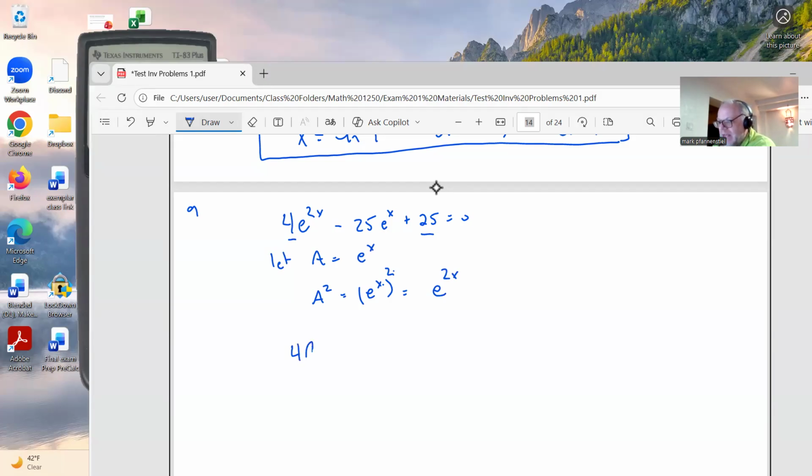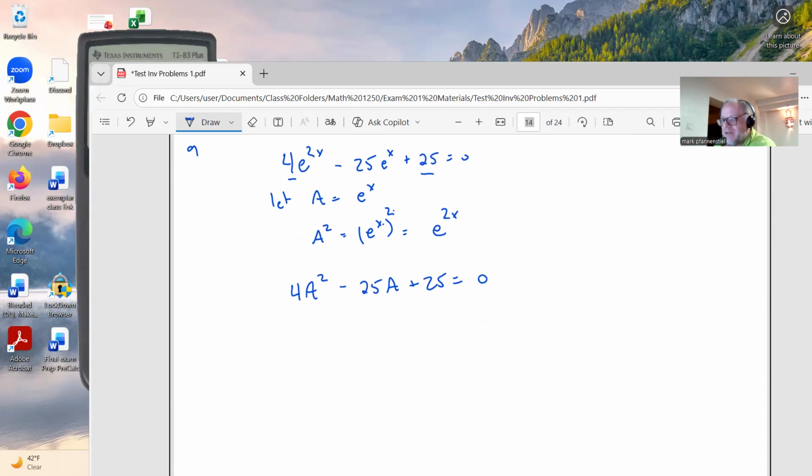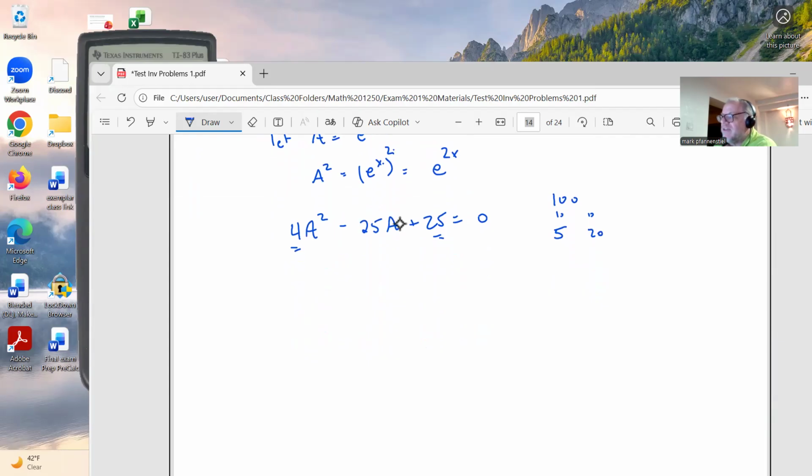We have 4a squared minus 25a plus 25 equals 0. Right? And then we have to figure out how to factor this. Well, we're going to have 4 times 25. That's 100. And now I need multiples of 100 that will add up to 25. We could say 10 and 10, but that's not going to add up to 25. 4 and 25, that's not going to add up to 25. How about 5 and 20? Okay, 5 times 20 is 100. So let's see if we can do it that way.